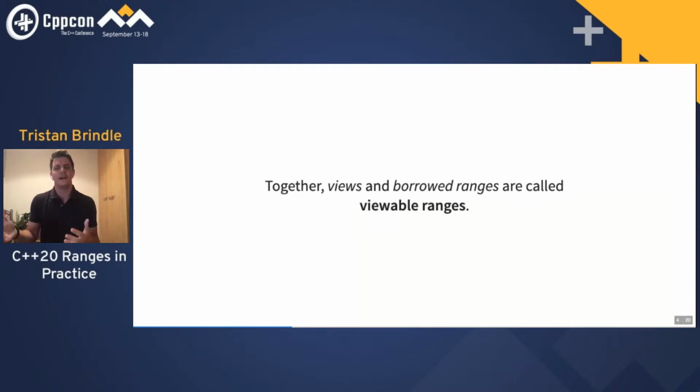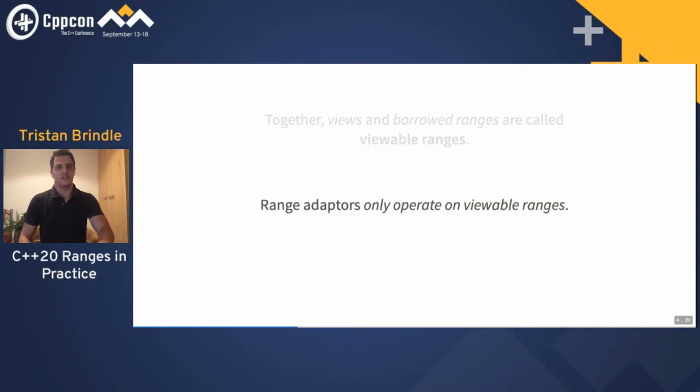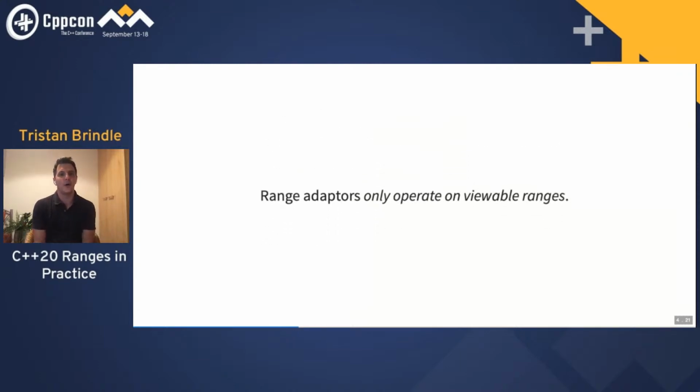Why does this matter? Why have I delved so deep into this ranges minutia? Well, here's the most important sentence of this little section. Range adapters only operate on viewable ranges. So in order to use a range adapter, you need to have either another view or a borrowed range, that is an L value container or one of these things that has specialized the borrowed range trait.